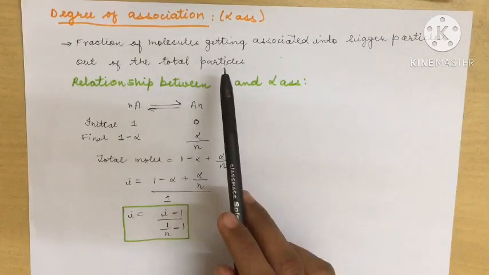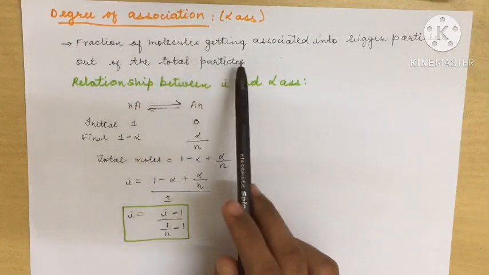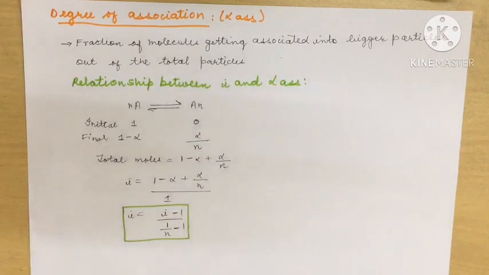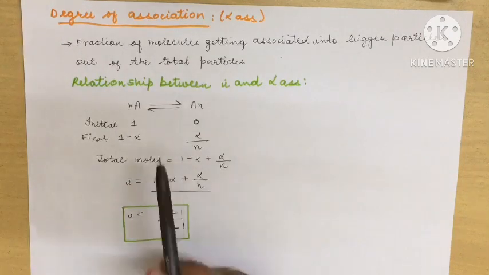In this case, this says that the fraction of molecules which are getting associated into bigger particles out of the total particles. Now whatever particles are there, out of that a certain fraction is associated. This associated fraction is only the degree of association. Now there is a relationship between i and alpha for association.